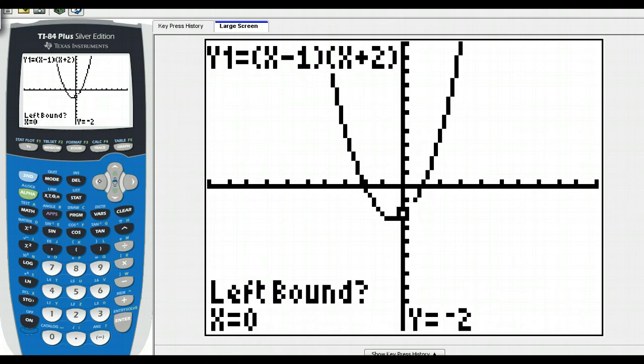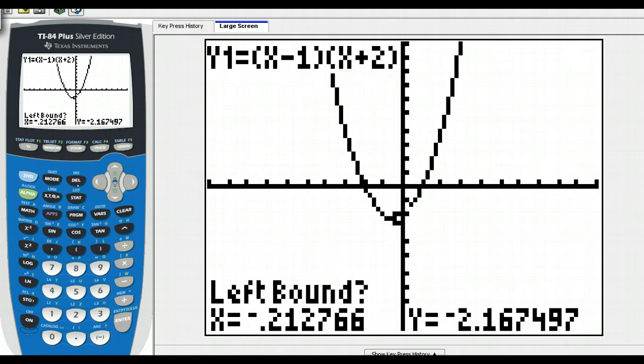And I'm going to put my cursor right as close to my vertex as possible. And your calculator is giving you directions. It says, all right, first I need a left bound. Basically, I need you to tell me where to cut off my calculations to the left and then to the right. It's just providing a range for your calculator.